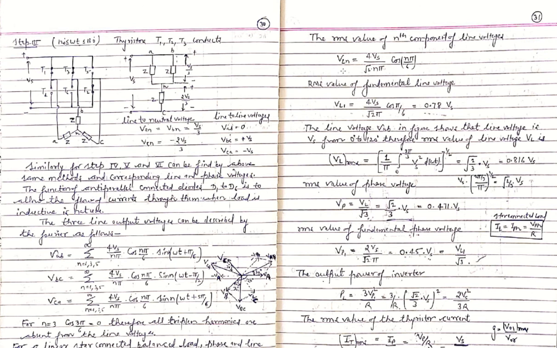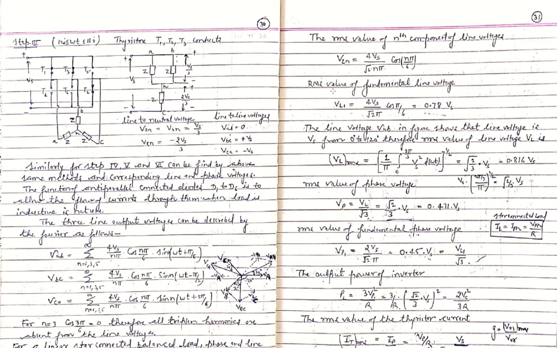line voltage. So VLN, the line voltage of this nth harmonic component, is 4 Vs divided by root 2 n pi cos n pi by 6. This is the RMS value of the nth component of line voltage.